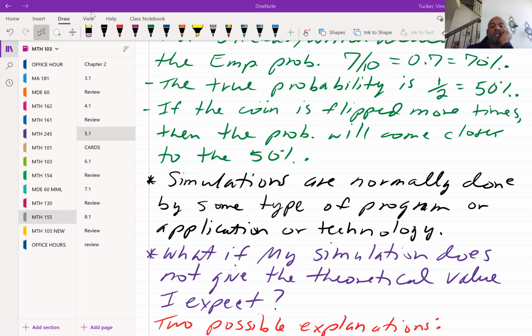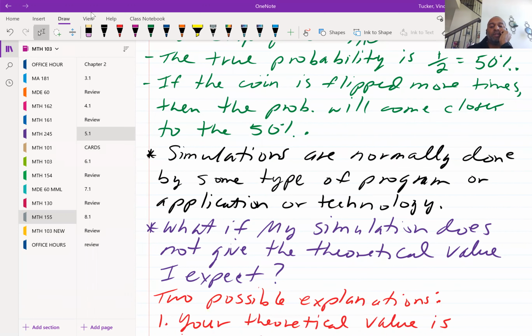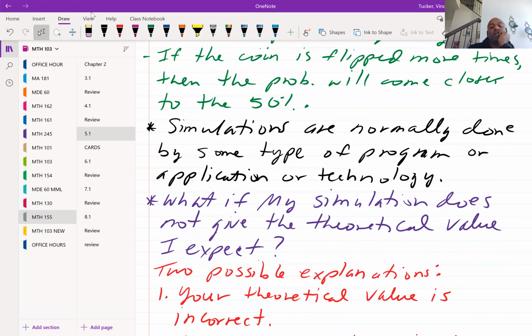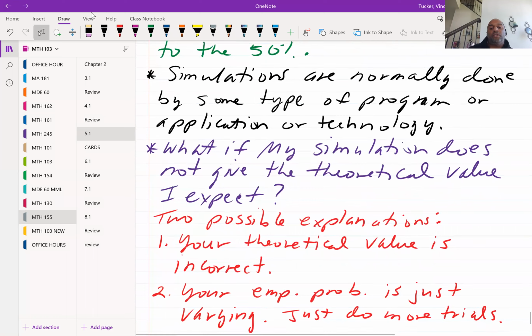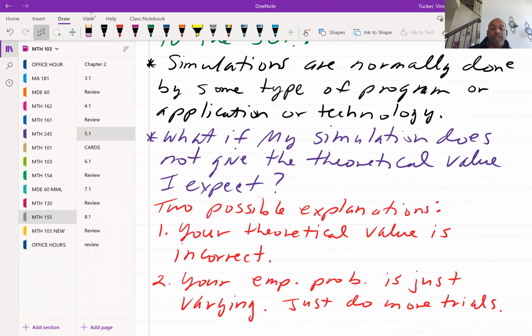All right, so what if my simulation does not give the theoretical value I expect? There are two possible explanations. One, your theoretical value could be incorrect; you could have miscalculated. Two, it's possible that your empirical probability is varying, so just do more trials. Especially when you go back to flipping a coin, you could be on a string of heads being repeated, or a string of tails being repeated, and things just haven't leveled out yet.